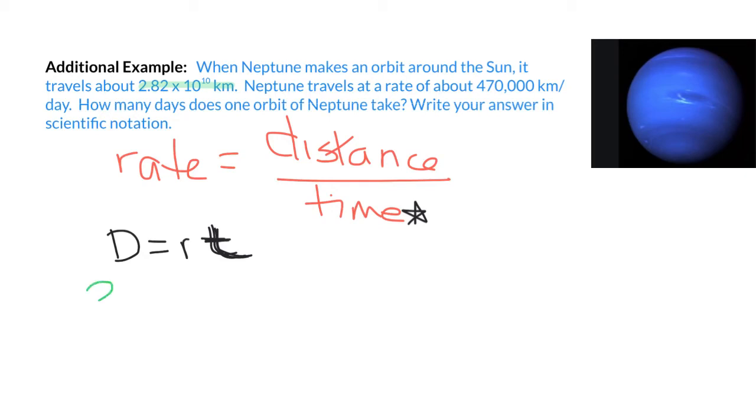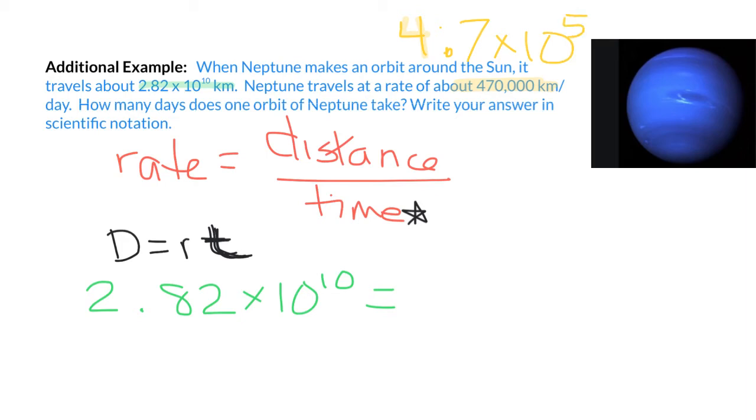So that's going to be 2 and 82 hundredths times 10 to the 10th power. And that's going to equal my rate. Well, here's my rate. And I'm going to make this into scientific notation. So that's going to be 4 and 7 hundredths times 10 to the 5th power. So 4 and 7 hundredths times 10 to the 5th power. And I'm trying to find t.